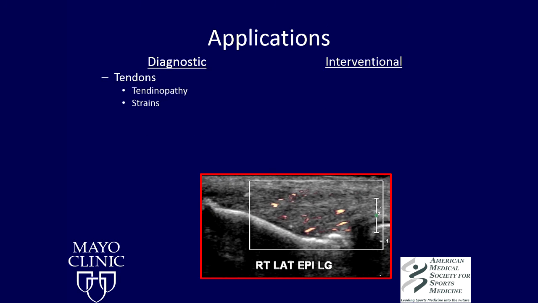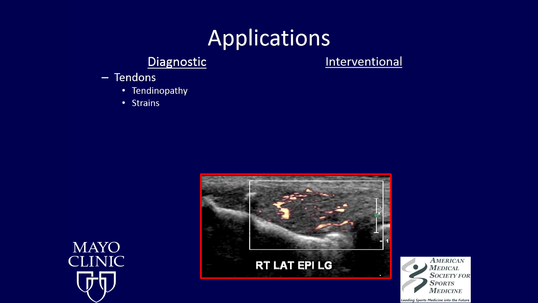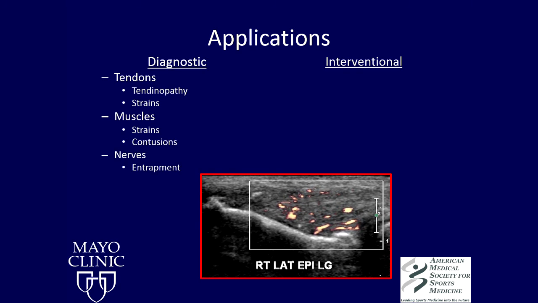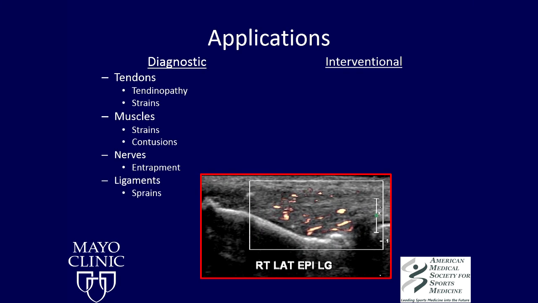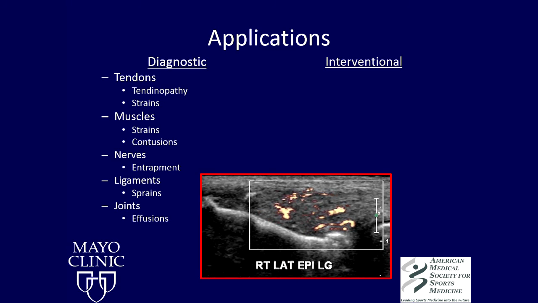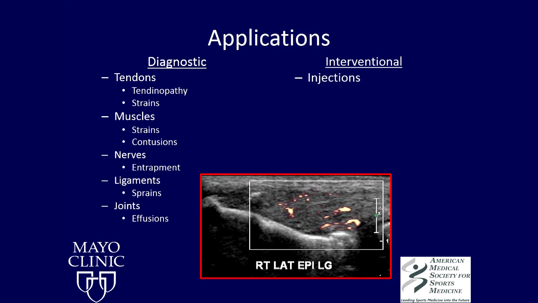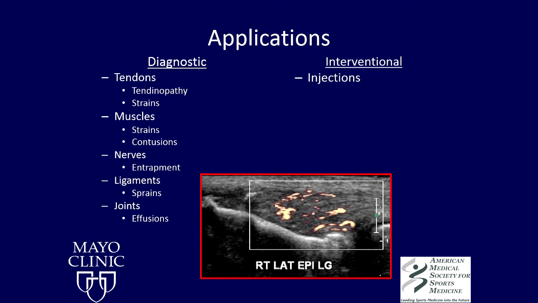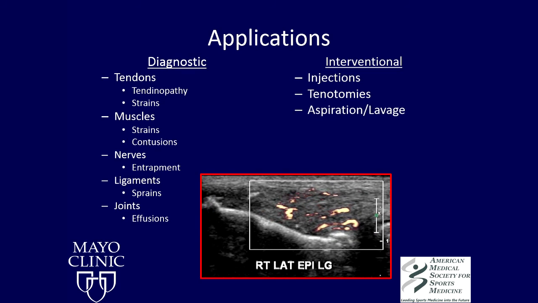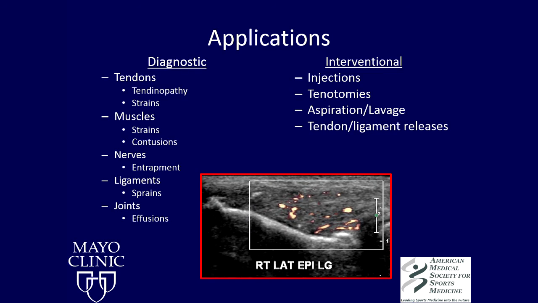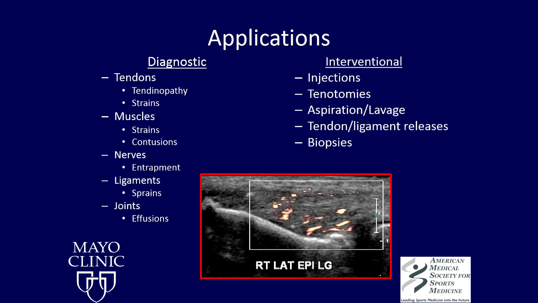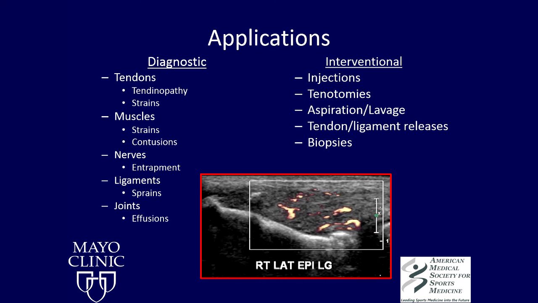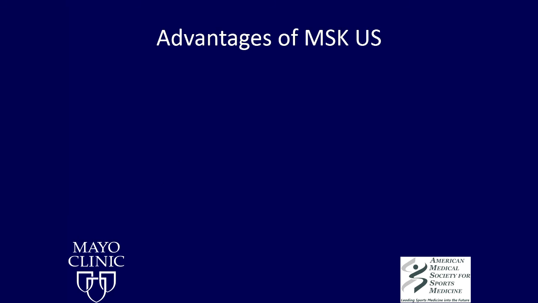And it can be used for a lot of different applications, including looking at tendons, muscle strains and contusions, nerve entrapments, ligament sprains, joint effusions, even foreign bodies, to name a few. And it can also be used to guide interventions, such as injections, tenotomies, aspirations, lavages, tendon and ligament releases, biopsies. Really, you're able to do many surgical procedures with ultrasound guidance.